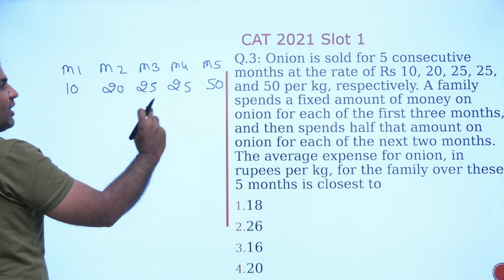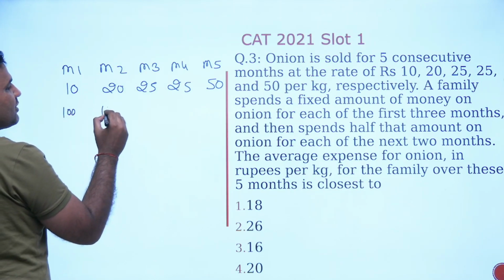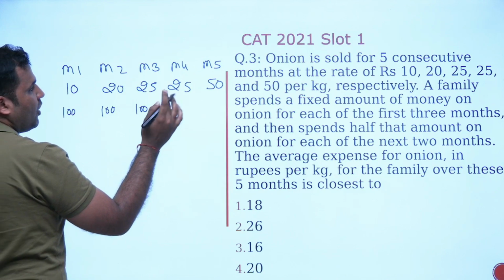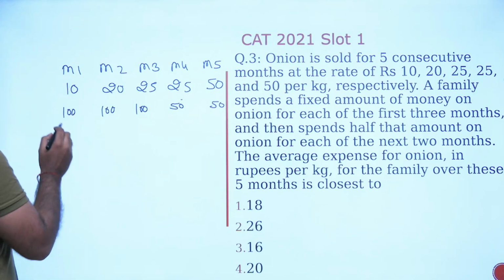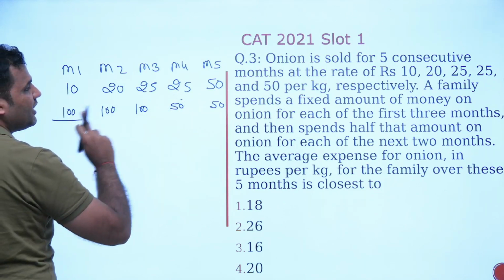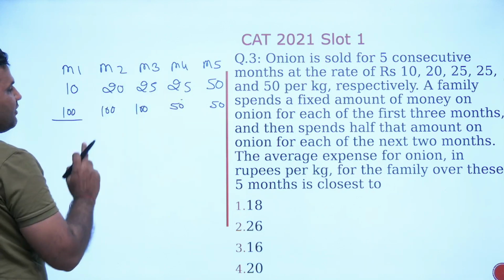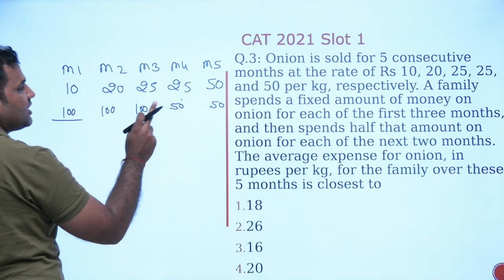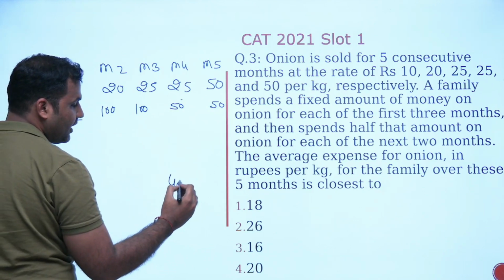See guys, the amount of money that the person is spending in the first 3 months is the same. So take 100 of your own choice. What's the problem in this, right? And in month 4 and month 5 he said half, so make it 50-50, right? Now simply see that the total amount of money spent in purchasing the onion throughout these 5 months is 100, 100, 100, 50, 50, total 400 rupees spent, right?